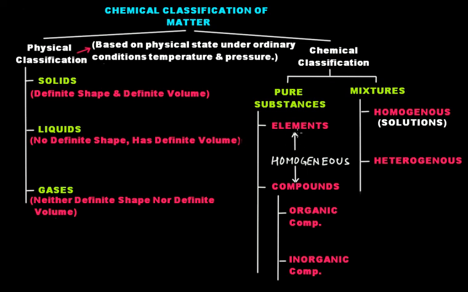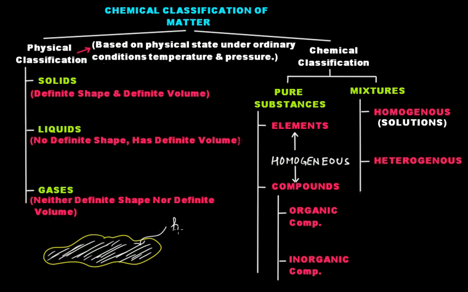And the last part is that elements and compounds are homogeneous. It means that when you look at any substance, if it has uniformity in its appearance and properties, then that is called homogeneous. Okay, these are called homogeneous.